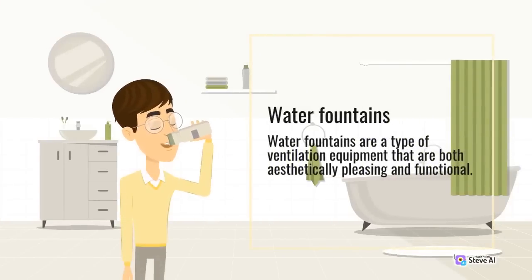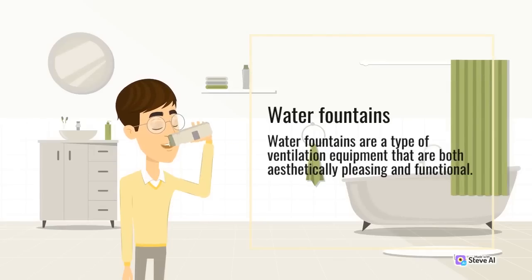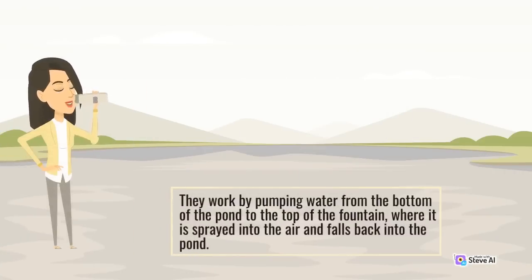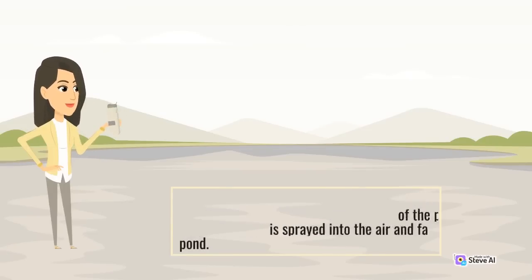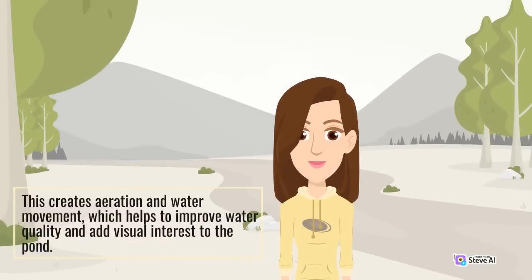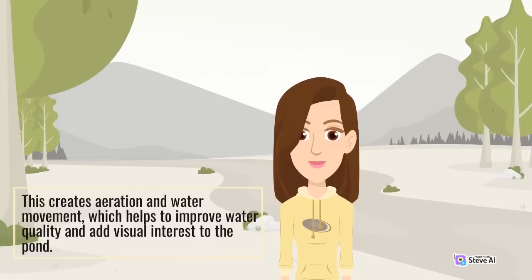Water fountains. Water fountains are a type of ventilation equipment that are both aesthetically pleasing and functional. They work by pumping water from the bottom of the pond to the top of the fountain, where it is sprayed into the air and falls back into the pond. This creates aeration and water movement, which helps to improve water quality and add visual interest to the pond.